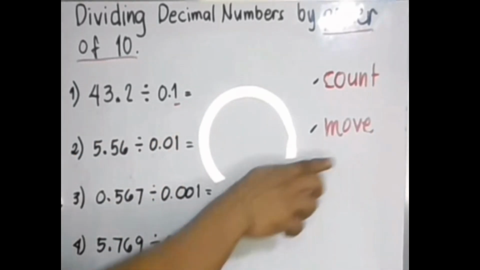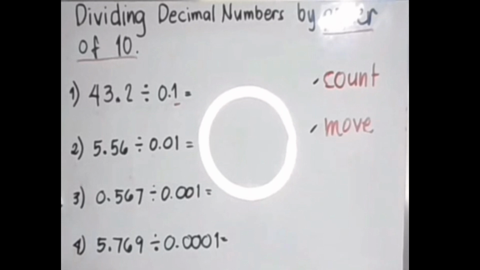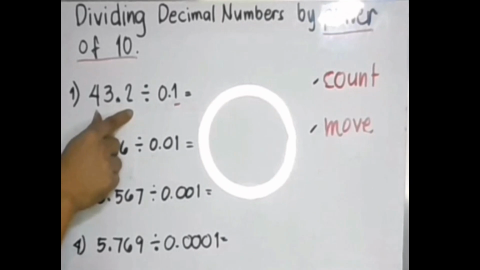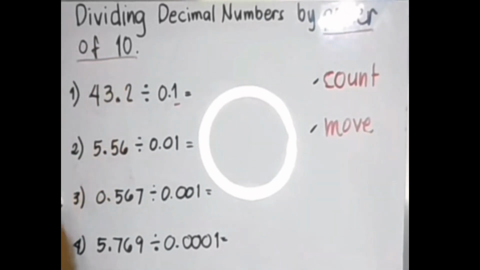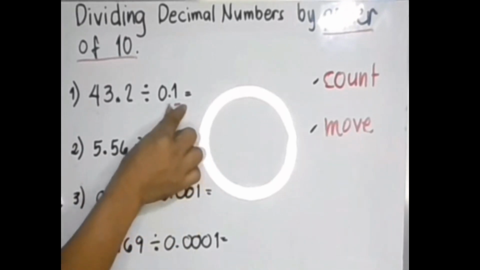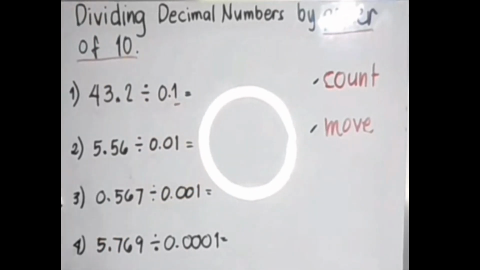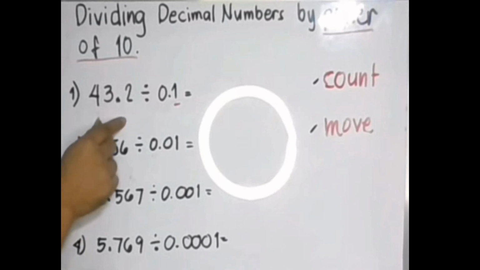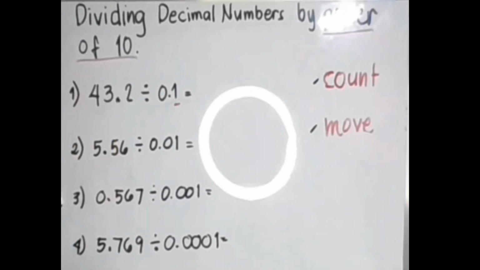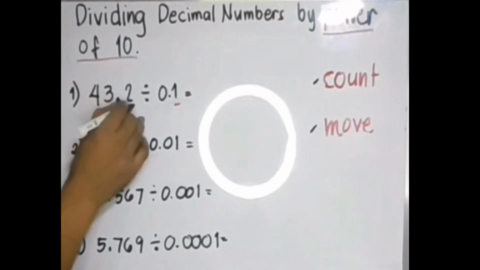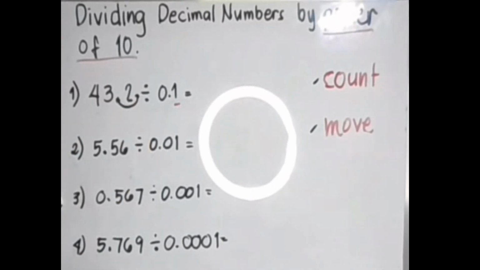Pagkatapos bilangin, punta na tayo sa move. Move. I-move natin ang decimal point natin sa ating dividend from left to right. Ulitin ko, from left to right, mula sa kaliwa, papuntang kanan, based from the number of decimal places in our divisor. Ilan ba ang decimal places natin sa ating divisor? Only 1. So, ilang beses natin i-move ang decimal point sa ating dividend? From left to right. Ilang beses? Isang beses lang din. So, i-move natin siya ng isang beses. Yung decimal point ay malilipat sa unahan.